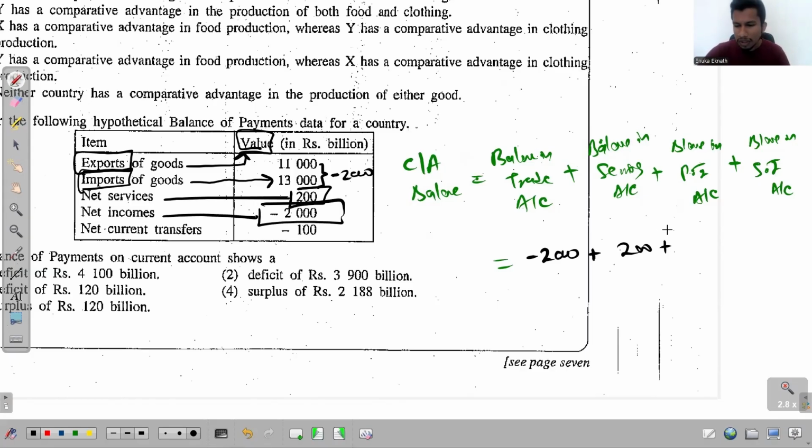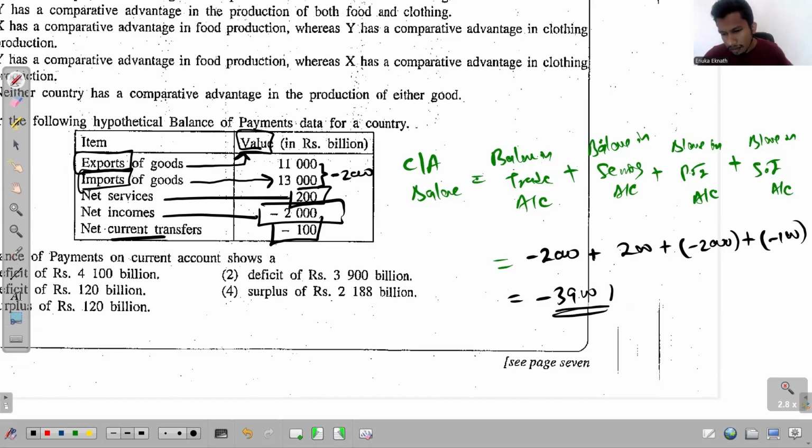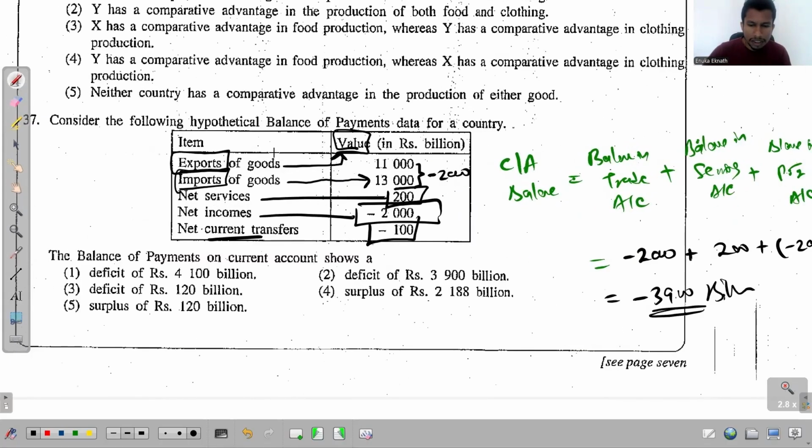So it has to be minus 2,000, plus the balance in the secondary income account, that is the current transfers, that is again 100 but minus 100. So this is the equation. So we get minus 2,000 plus 200 minus 2,100. So the answer is 3,900, but that value is a deficit, right? This is in billions, and that value is minus. So a deficit of rupees 3,900 billion. So the answer for this question 37 is the second one.